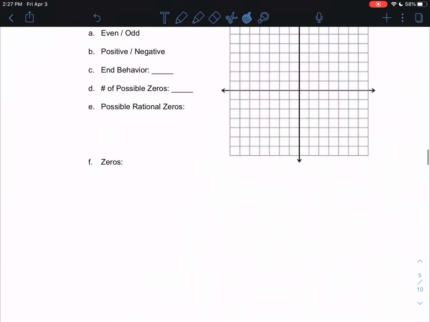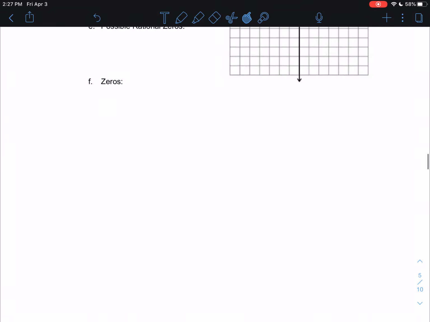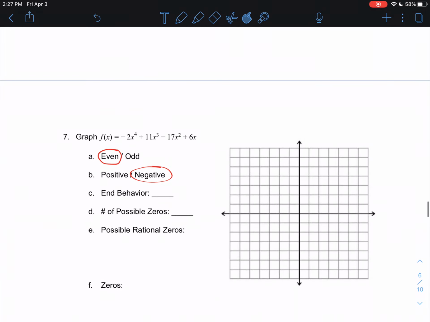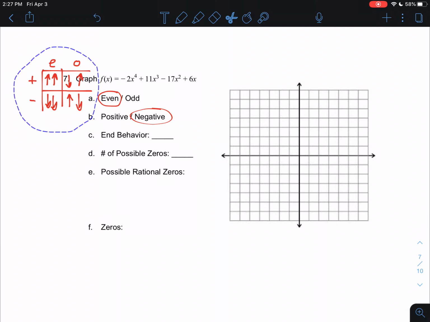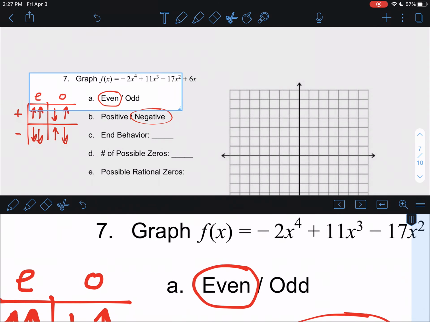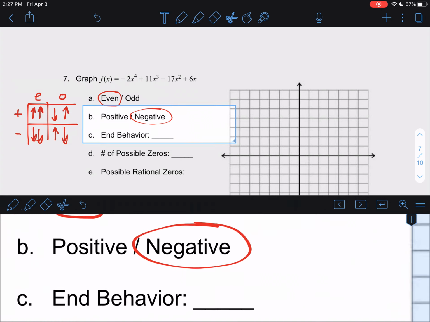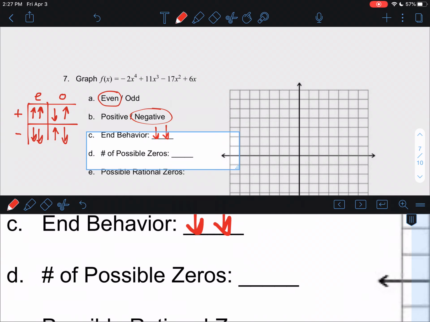Which means, I'm just going to go back up and copy paste that thing. Okay. There it is. Okay. So since it is even and negative, that means my end behavior is going to look like 2 down arrows.